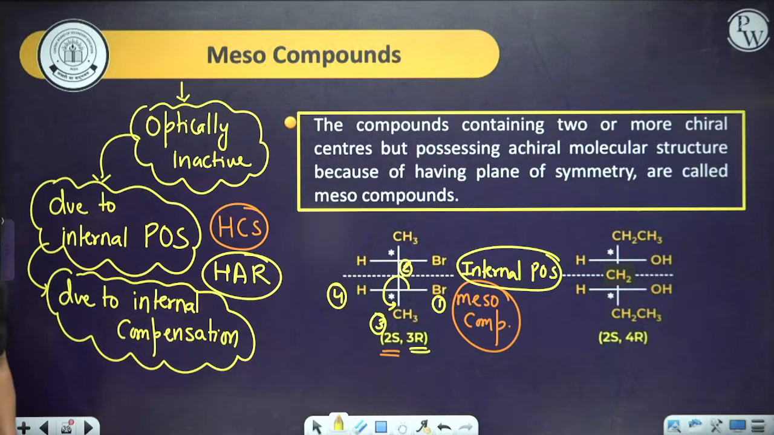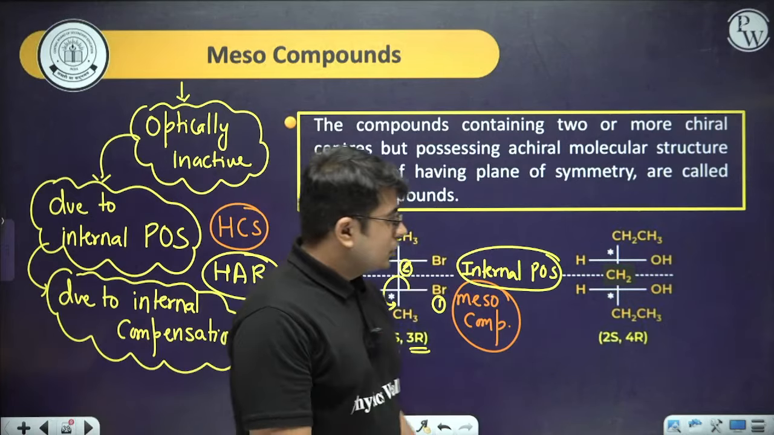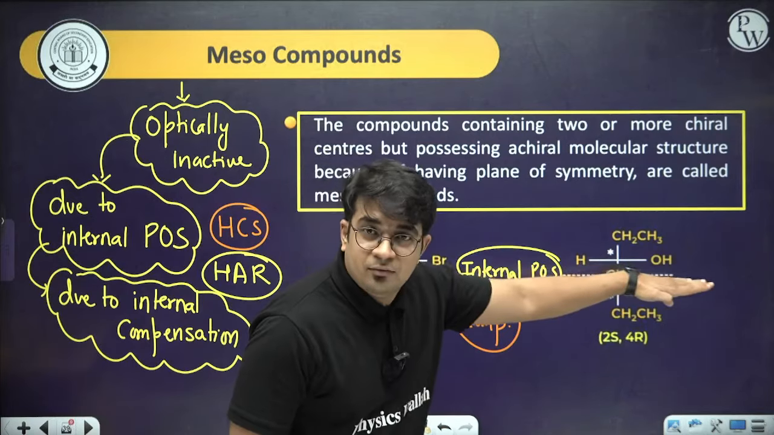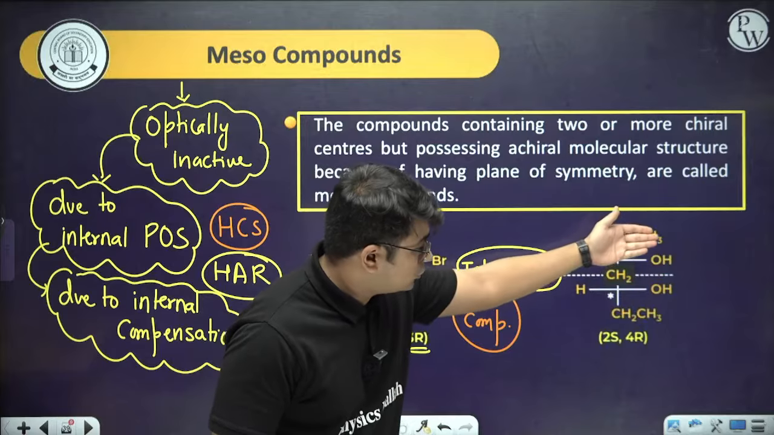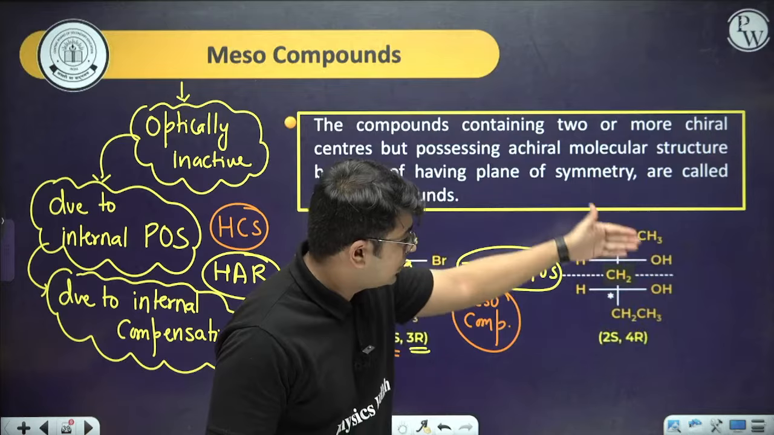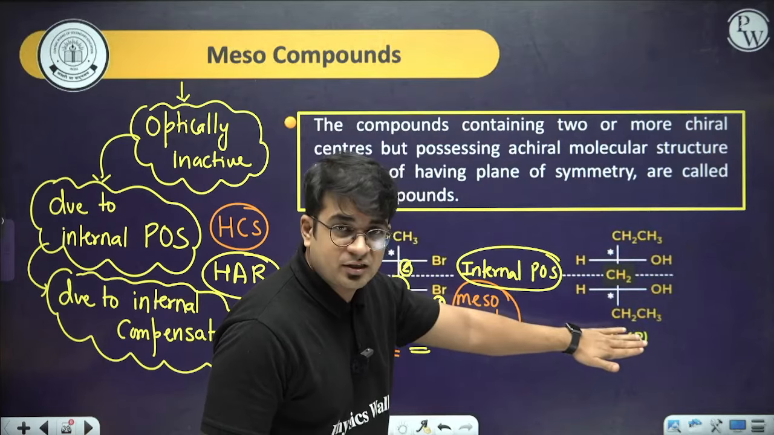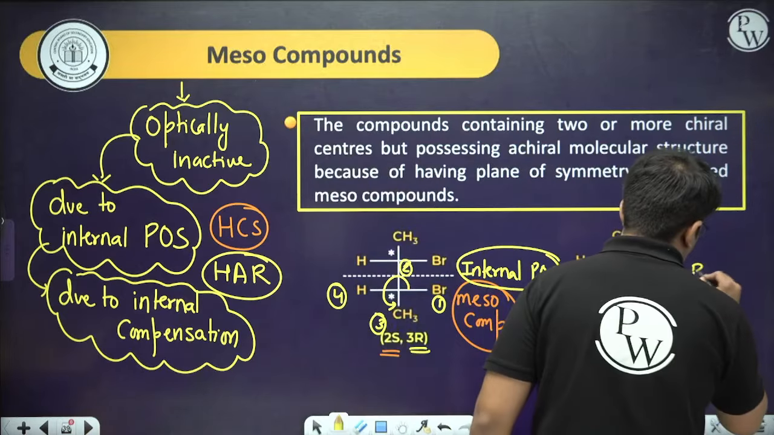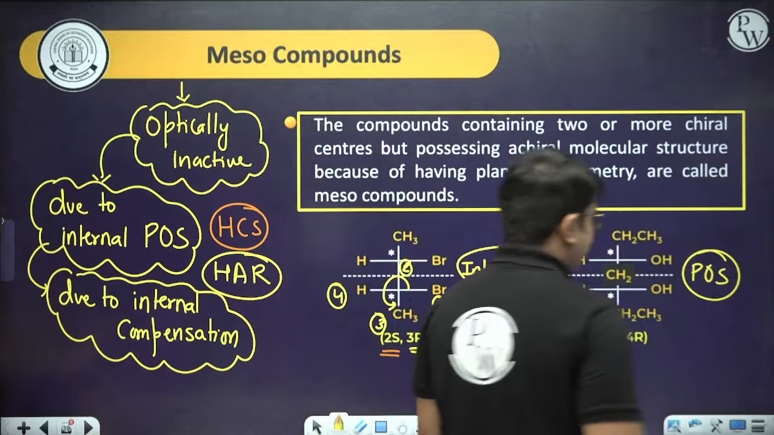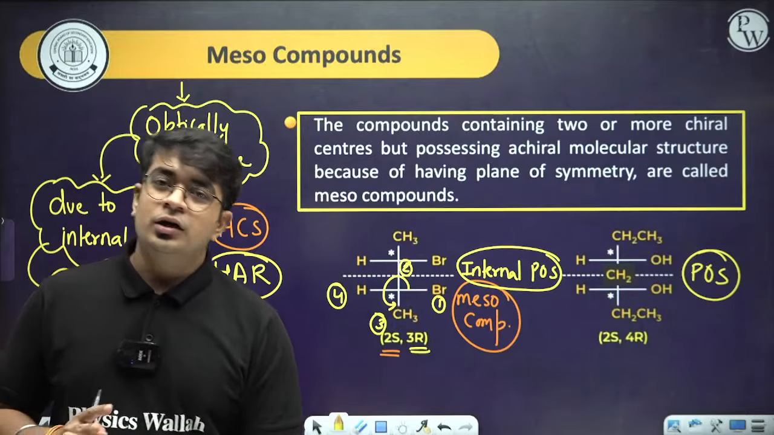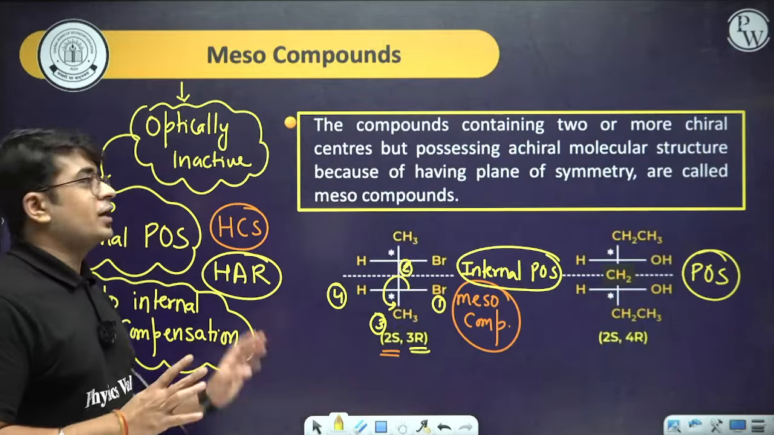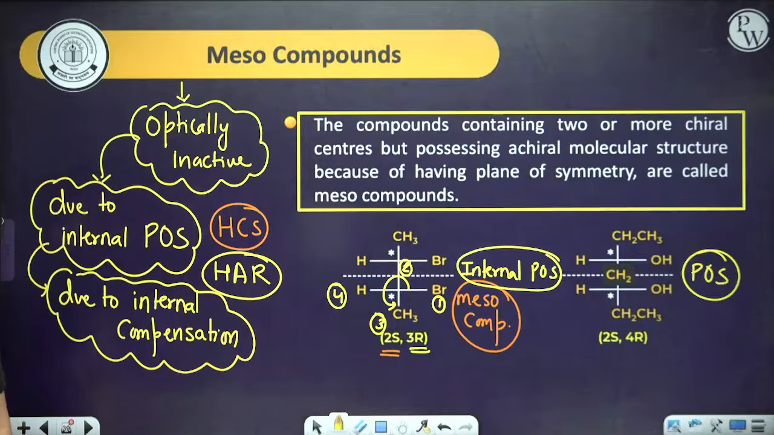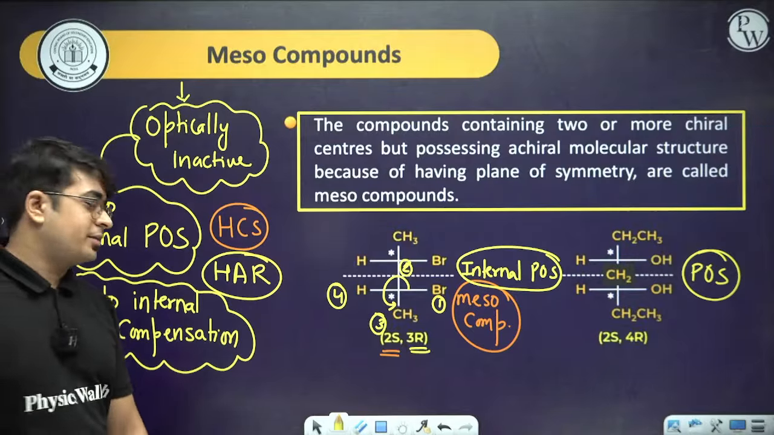Okay. Now, if you look at this structure, you can draw one plane including CH2. Now, this OH has the same mirror image of OH, CH2, CH3 has the same mirror image CH2, CH3, and H has the same mirror image of H. Again, you have a plane of symmetry. Definitely this compound will be a meso compound. I hope this entire part is clear.